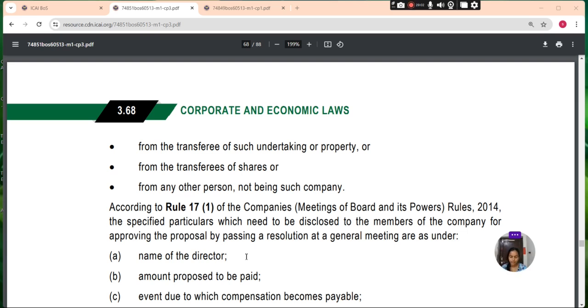According to Rule 17 of the Companies Meeting of Board and its Power Rule 2014, the specified particular, जो कि हमें क्या करना पड़ेगा, which need to be disclosed to the members of the company for approving the proposal by passing a special resolution at general meeting are as under. What will be the name क्या होगा director का, amount proposed to be paid, event due to which compensation becomes payable, date of board meeting recommending such payment, basis क्या होगा for the amount determined, what will be the reason or justification for the payment, manner of payment whether payable in cash or otherwise, and how, what will be the sources of payment and any other relevant.